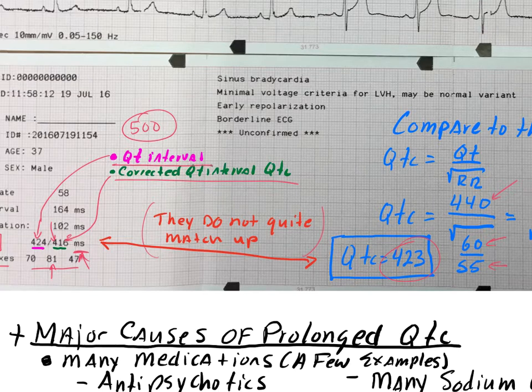All right, so now let's talk about the major causes for QT interval abnormalities or anomalies.